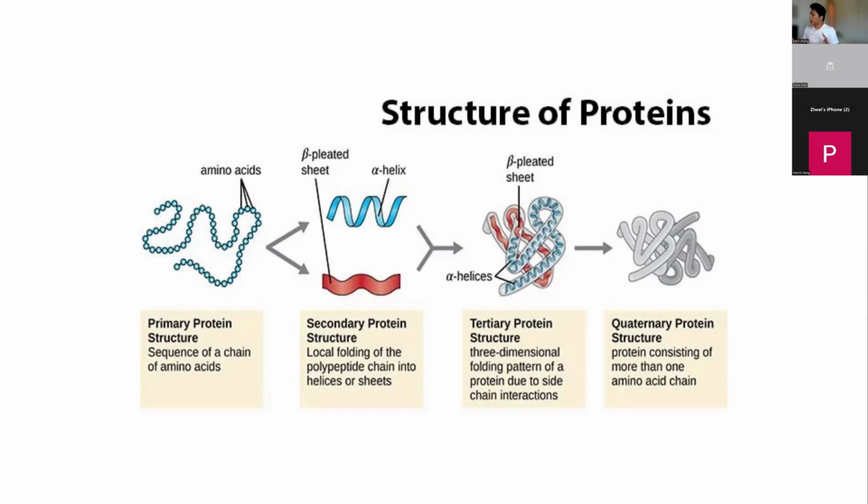And when they unravel, we go back to these more simple structures. And what this does is that essentially the protein just loses its function. This is why it's really important to maintain a certain pH level within our bodies as well as temperature.